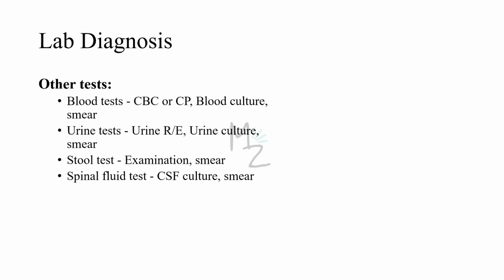Other tests that we can perform for E. coli identification are blood tests. We'll go for CBC, we might find leukocytosis. We'll go for blood culture and also blood smear. We'll go for urine tests like urine routine examination, urine culture and its smear. Stool test, its examination and smear. Spinal fluid tests like CSF culture or smear.